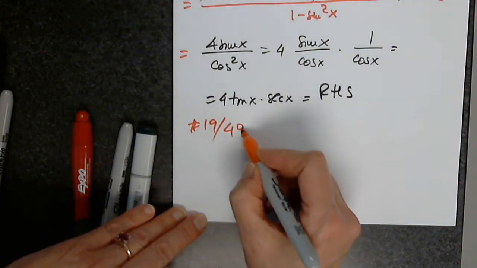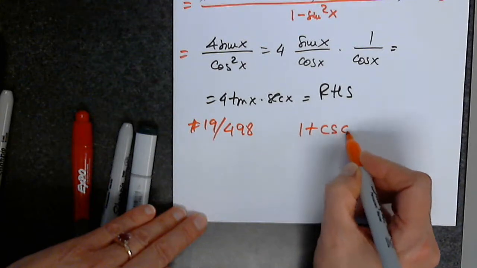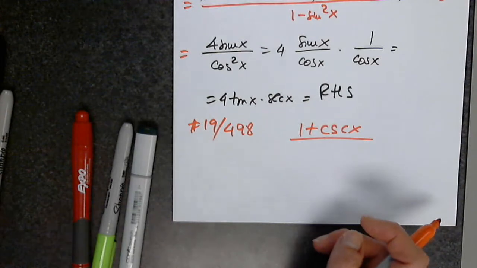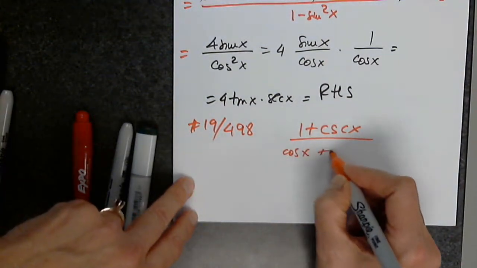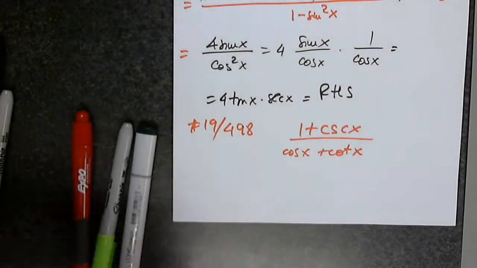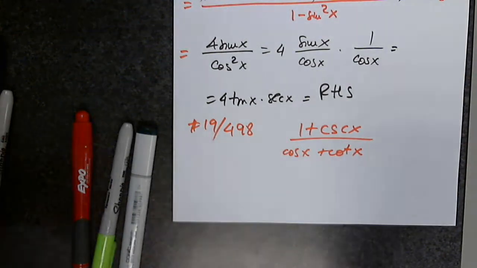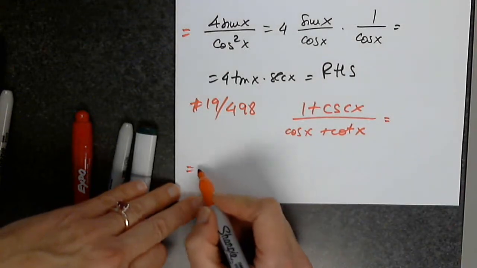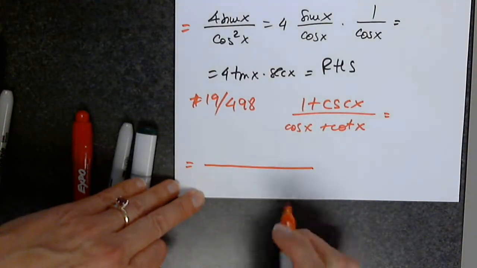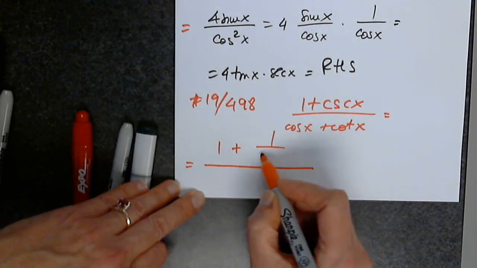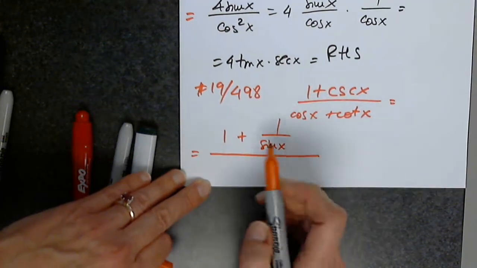on 498. 1 plus cosecant x divided by cosine x plus cotangent x. Perfect. This is not an identity. In this case, we are given a trigonometric expression, and we are asked to completely simplify it, right? Okay, perfect. So, any suggestions, or what did you do? Change to 1 over sine x. Very good, excellent. And then cotangent to cosine over sine.